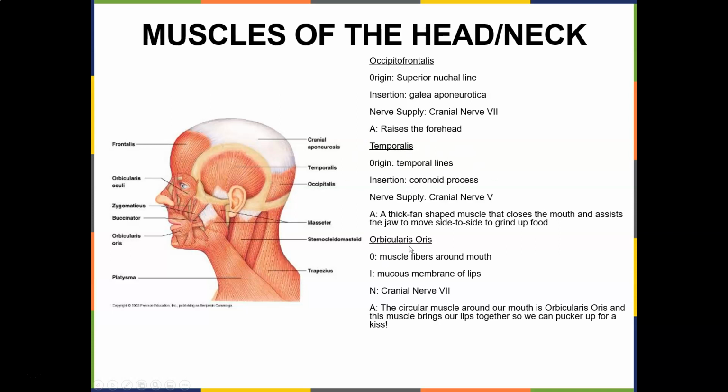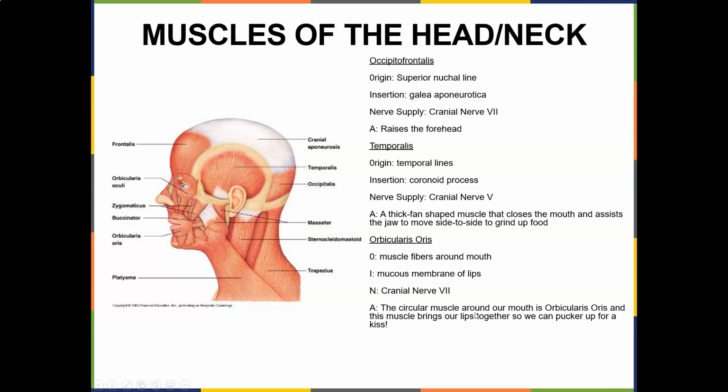Now, orbicularis oris, which is around the mouth, that's muscle fibers around the mouth. That's where it originates. Where does it insert? Mucous membranes of the lip. The nerve is cranial nerve 7. So look, cranial nerve 7 does orbicularis oris and occipital frontalis.